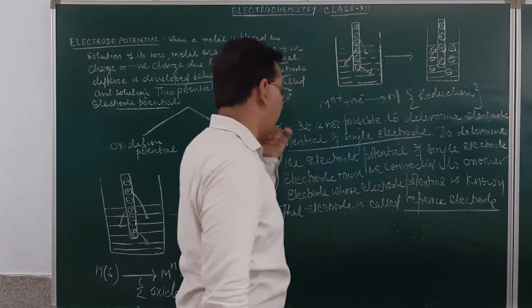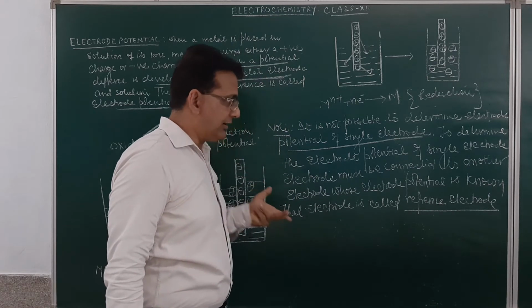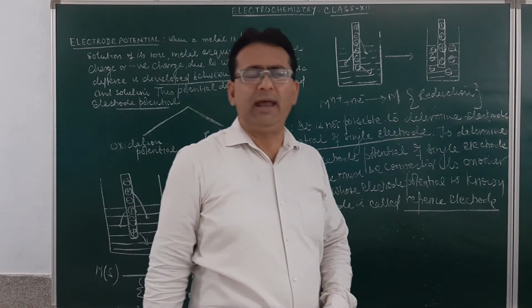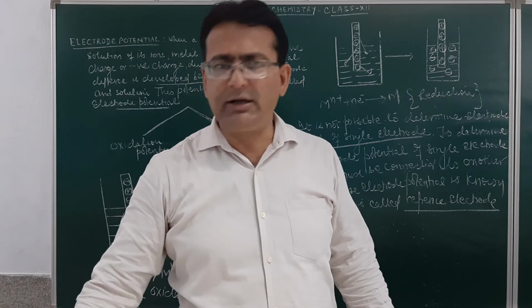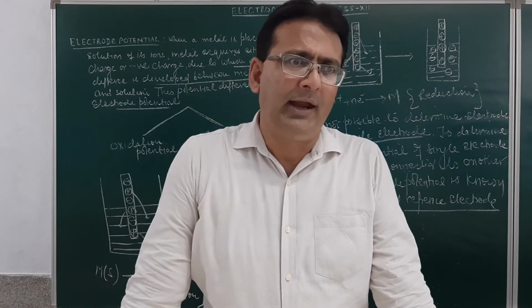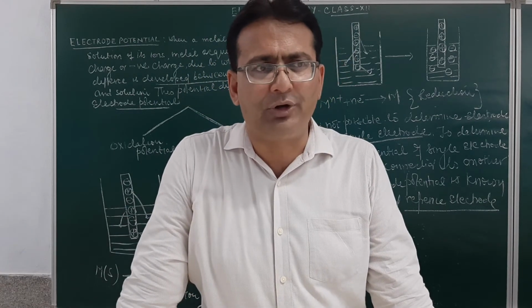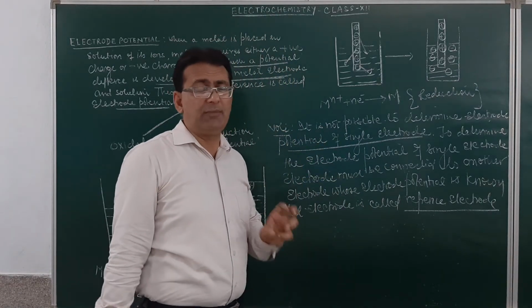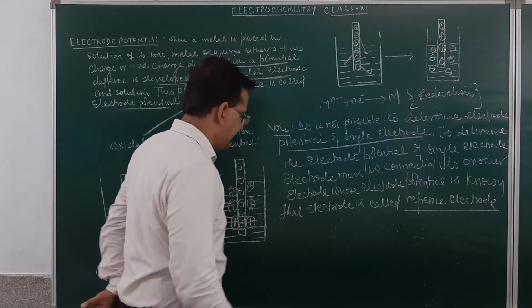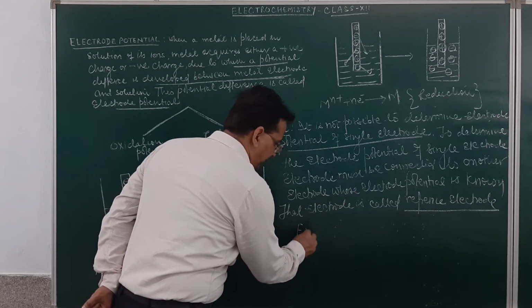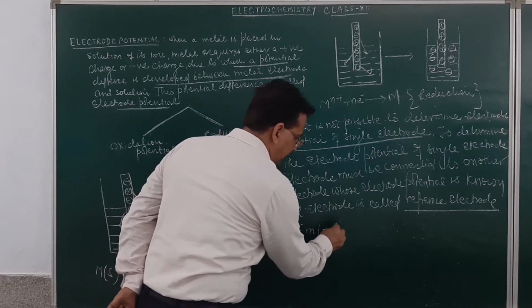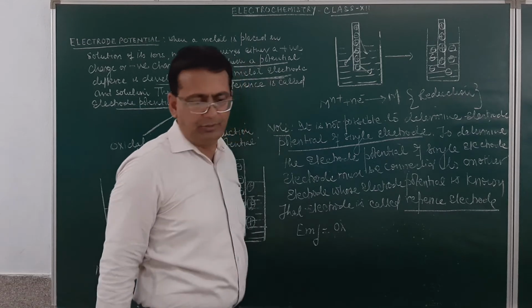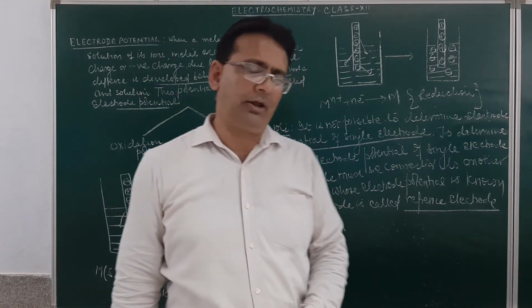That electrode is called a reference electrode. Now that reference electrode may act as a cathode or it may act as an anode. And once the electrode potential of a reference electrode is known, then in the galvanic cell, the EMF reading is to be noted. And then we will say EMF of the cell will be oxidation potential plus reduction potential.